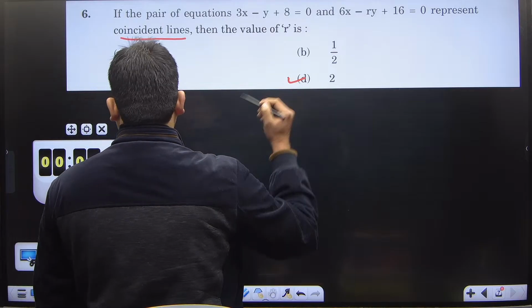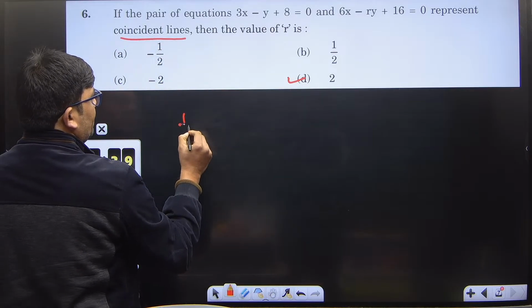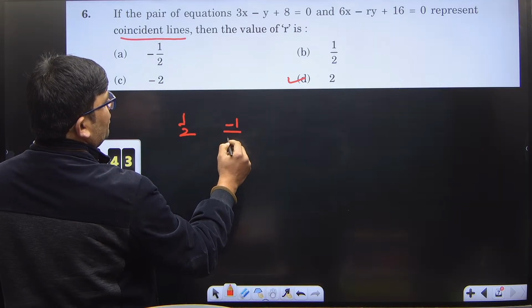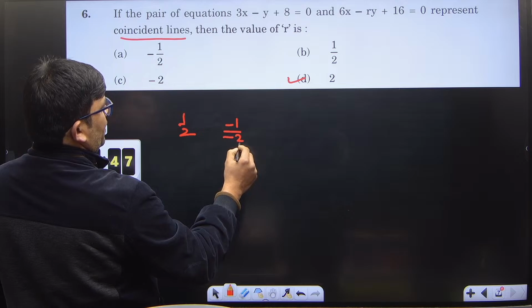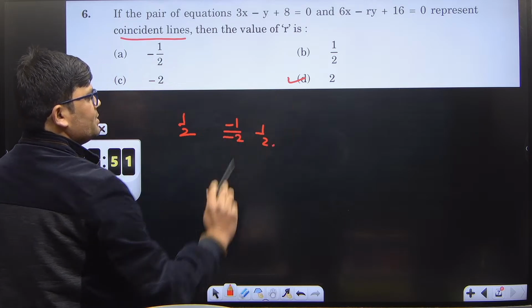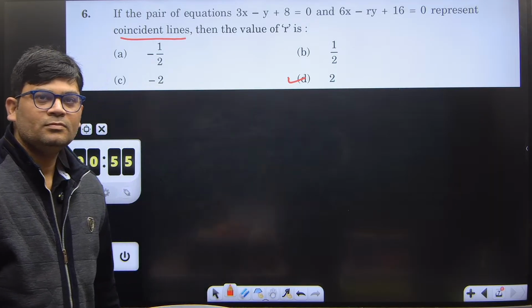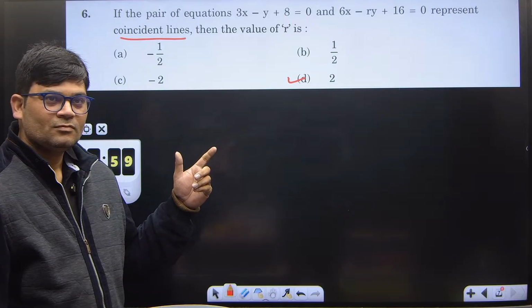Okay. So 35 seconds, 1% has gone. So 3 by 6 is 1 by 2, minus 1 by minus 2. Okay. Yes. 8 by 16 is also 1 by 2. Yes, 2 is the right answer. Why is it taking so much time, Anjana? I did not know the meaning of coincident lines.